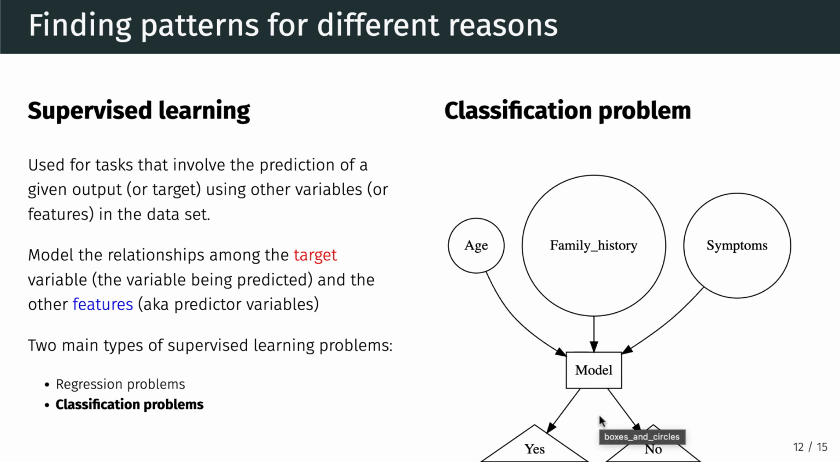The output variable of concern here is categorical in nature. In this case, it's binary. Or we may be trying to predict three outputs, such as low, medium, or high. This is what we call a classification problem.